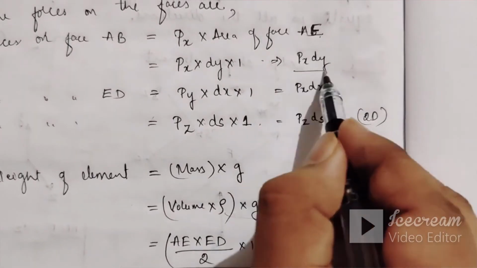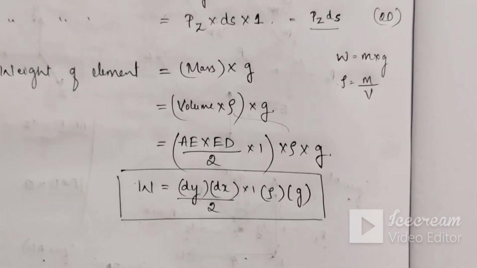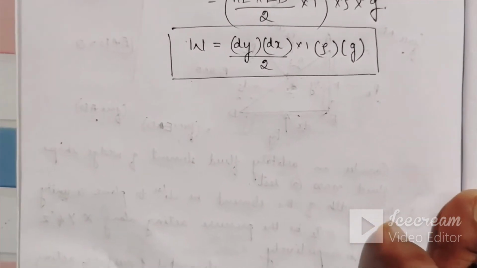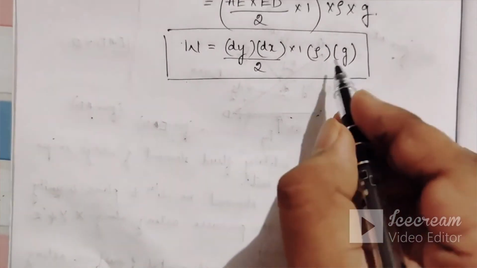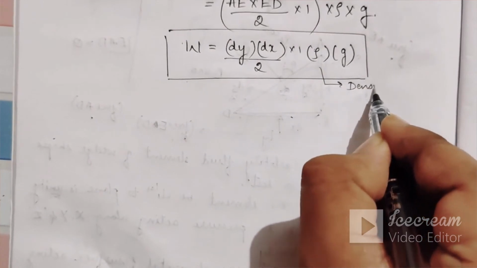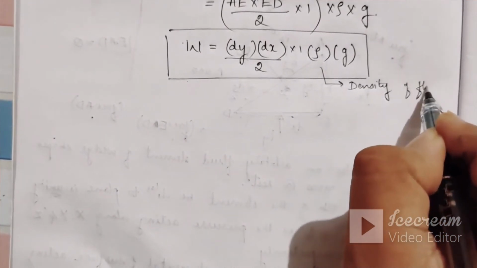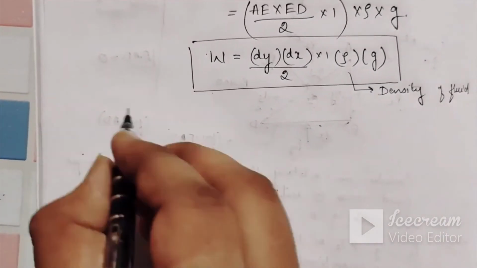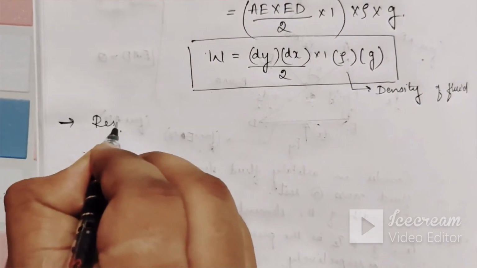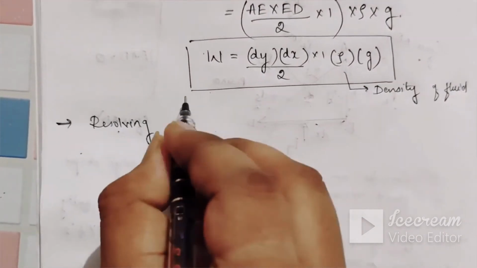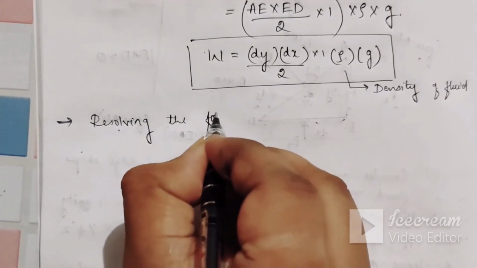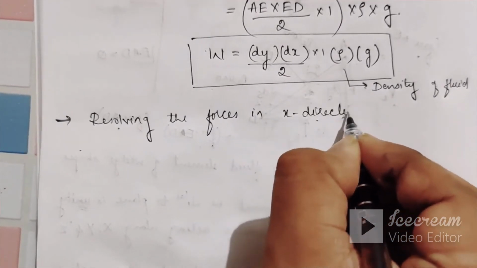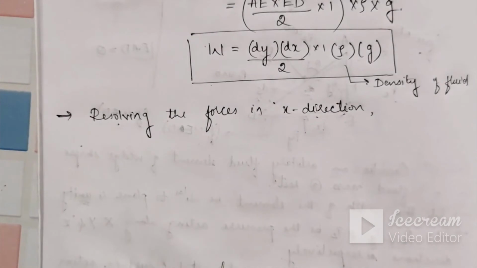So I have the forces on each face and I have the weight. Now what will I do? Simple thing: I will just equate the forces. Here rho is the density of the fluid. Now I will resolve the forces in each direction. So resolving the forces in the x direction.